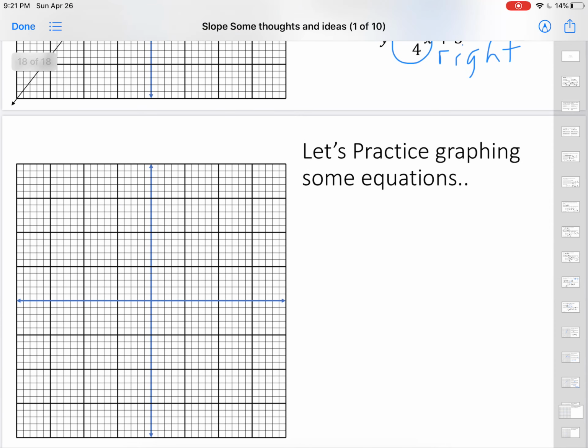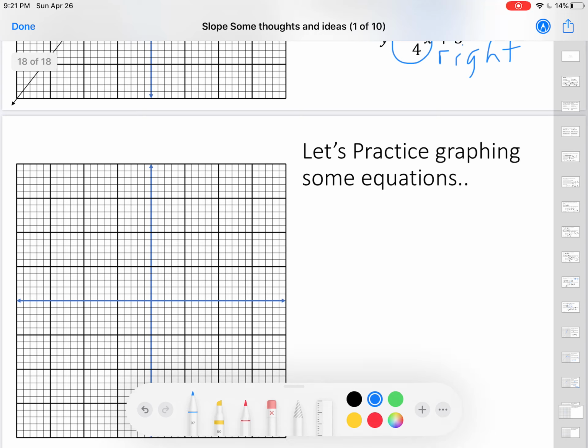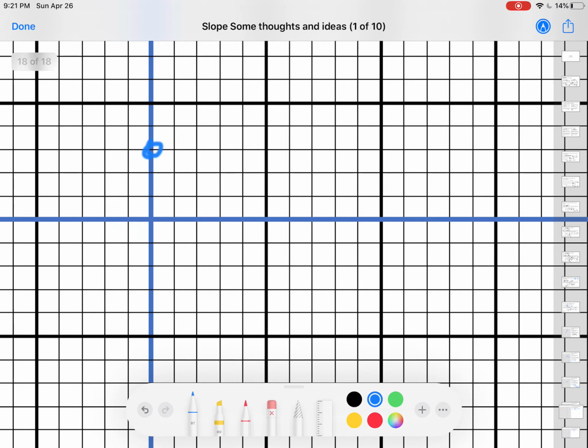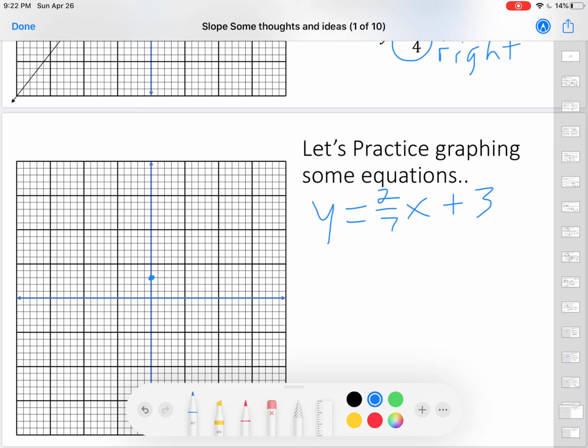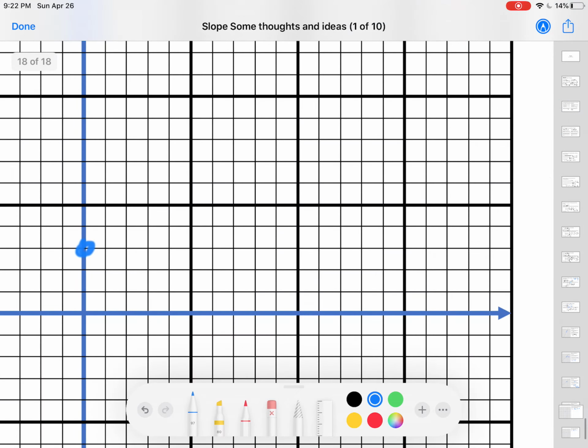Okay, let's practice graphing some equations. All right, here's a quick equation. Y equals 2/7 x plus 3. All right, so plus 3. 1, 2, 3, dot. Okay, 2/7. Is 2/7 more than 1 or less than 1? 2/7 is less than 1. That means we want to go up less than we go to the right. So we'll go 7 to the right and 2 up. And 7 to the right and 2 up. And 7 to the right and 2 up is off the graph.